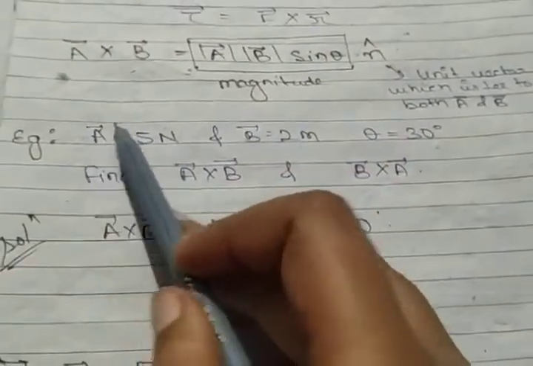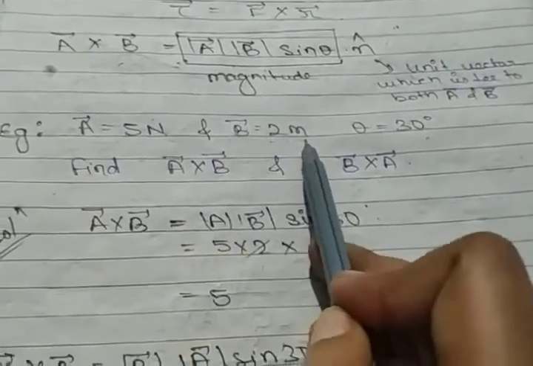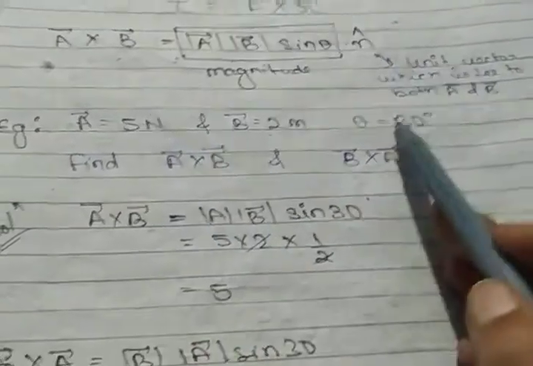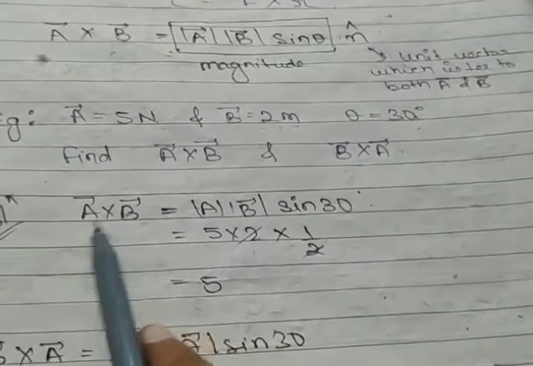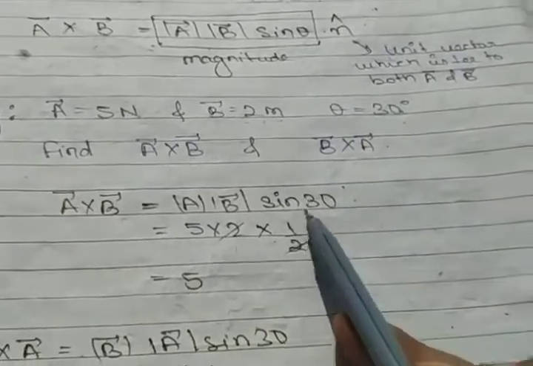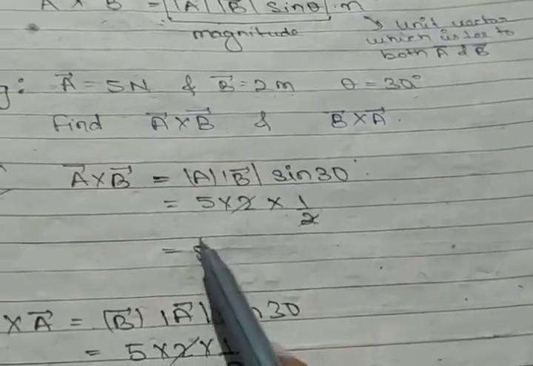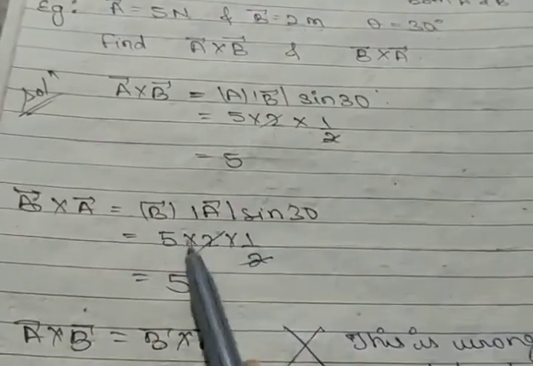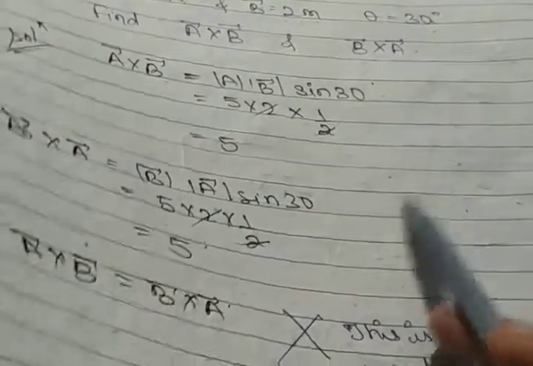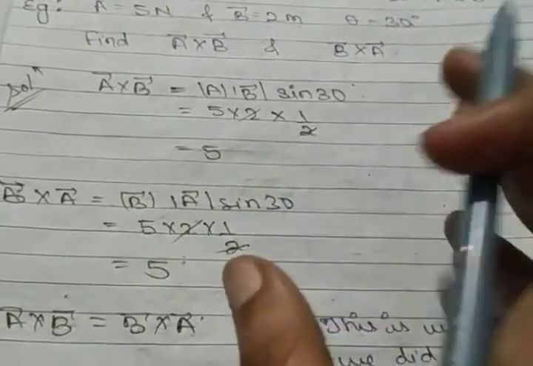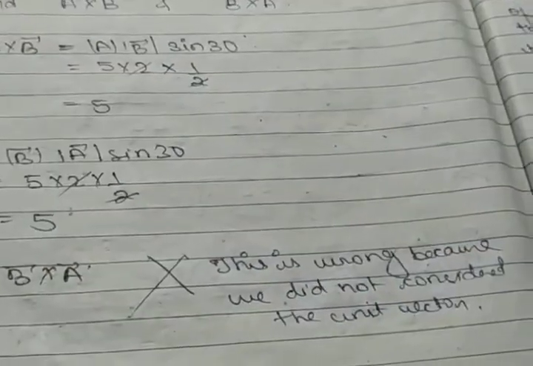Suppose A vector is 5 Newton, B vector is 2 meter, force and displacement, and the angle between them is 30 degrees. If I take A cross B, A's magnitude is 5, B's magnitude is 2 and sine of 30 is half. So the 2 and 2 cancel out, we get 5. If I take B cross A, again B is 5, A is 2, half, again we get 5. Is it correct? It is wrong. How? Here we haven't written anything about the direction. So let us see what happens when considering the direction.